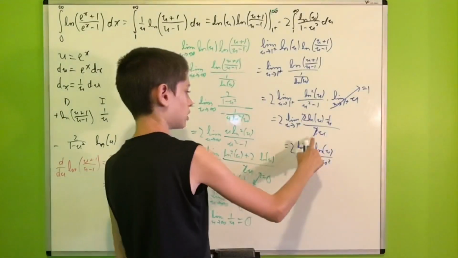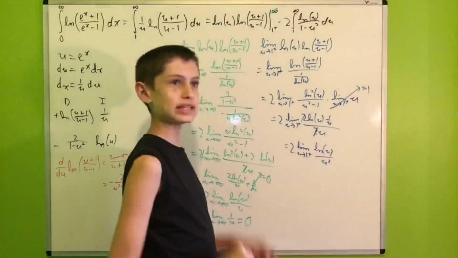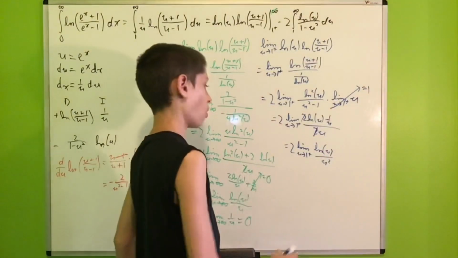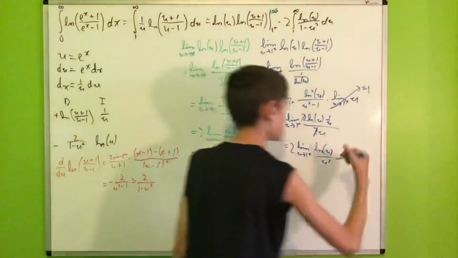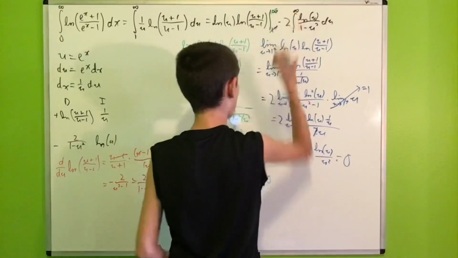And now natural log of 1 is 0. 1 squared is 1, so we get 0 over 1, which is 0. So this limit goes to 0. 0 times anything is 0. So we get 0 right there and 0 right there.